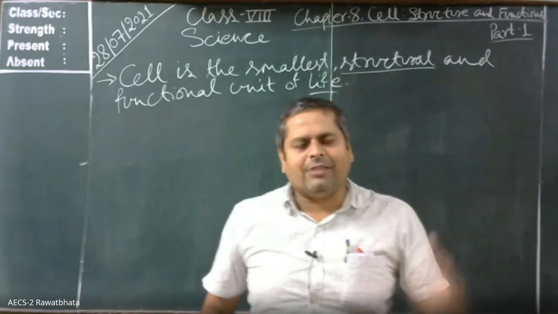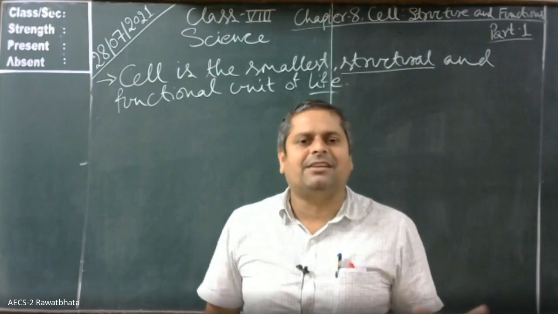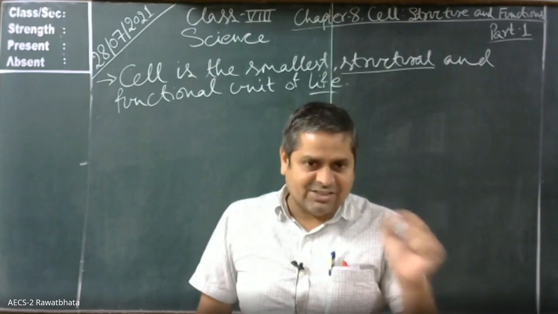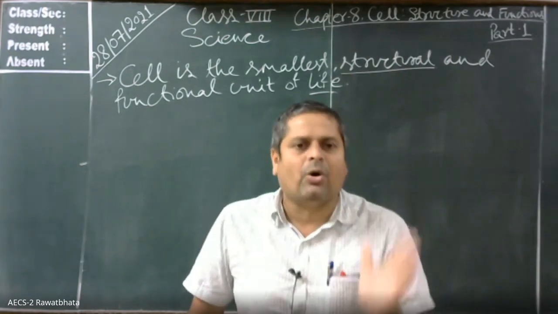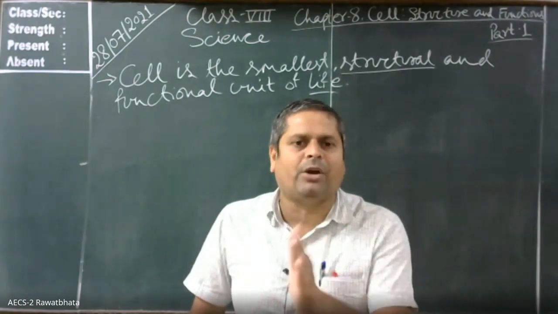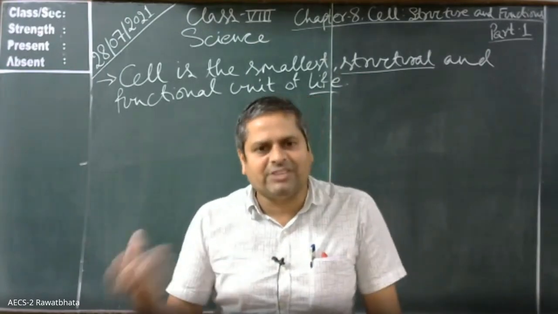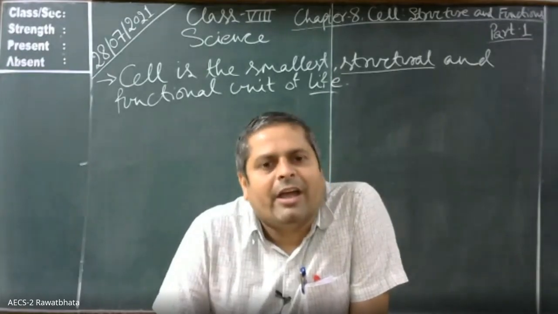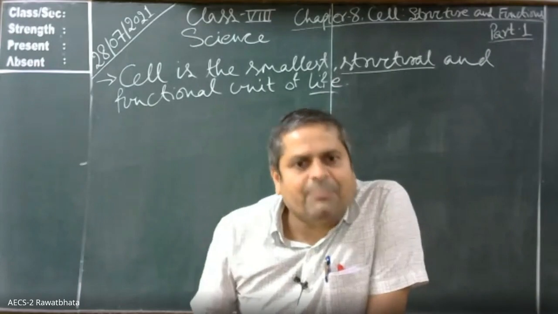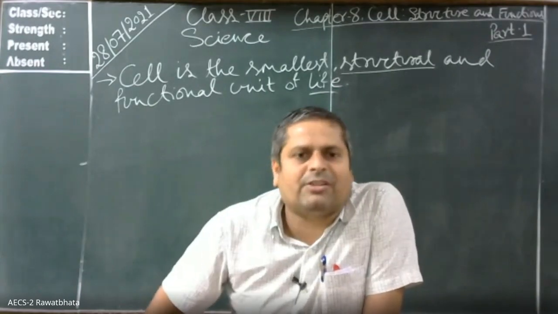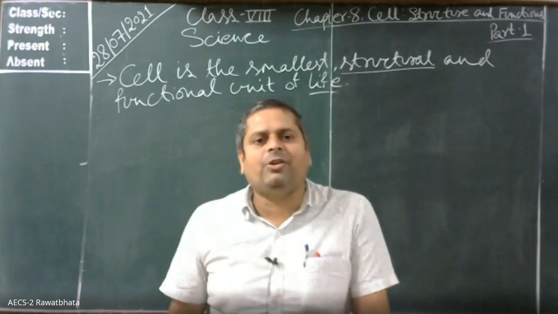So now we are talking about cell. We have learned that cell is the smallest structural and functional unit of life. We have also classified the organisms on the basis of their number of cells in the body. So there are multicellular organisms and unicellular organisms. Now, the question comes: how was the cell discovered and who discovered it for the first time? Please listen carefully. It is given in your textbook also.